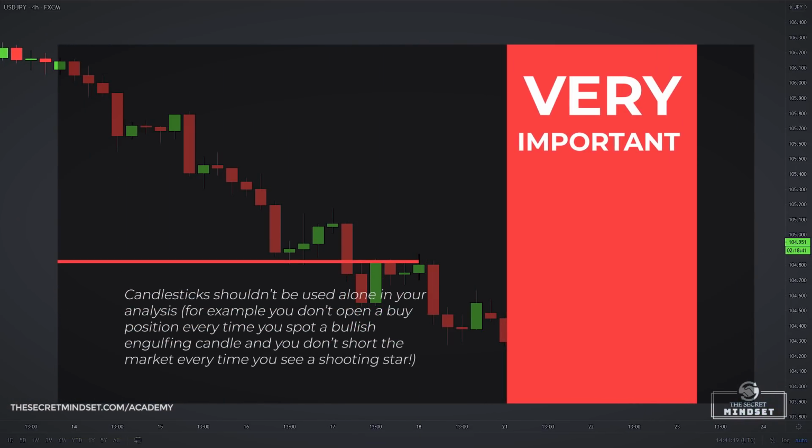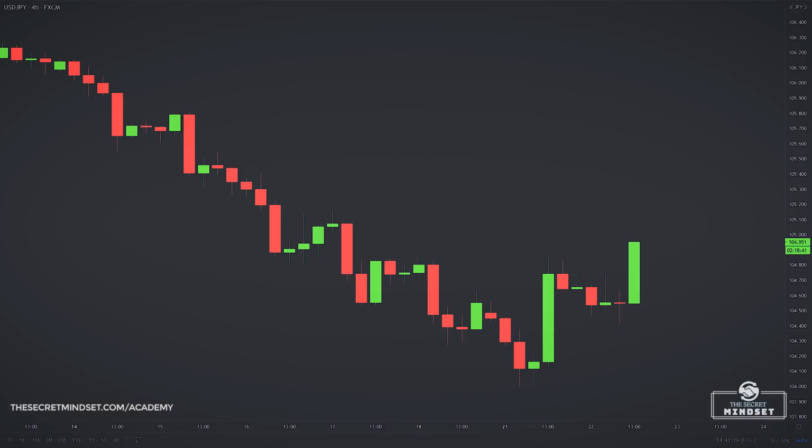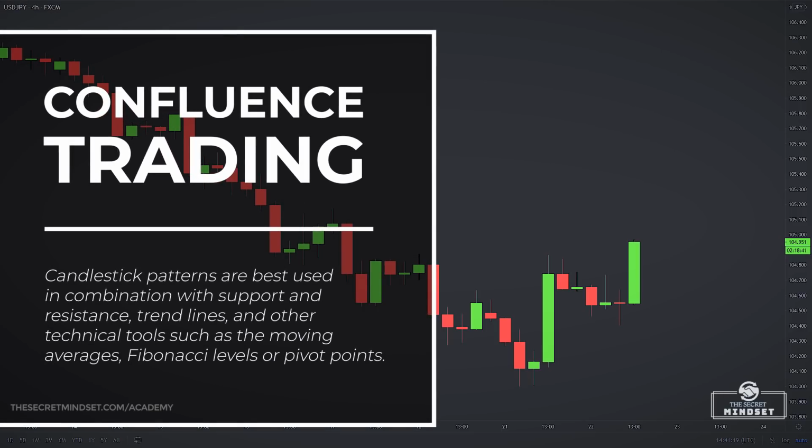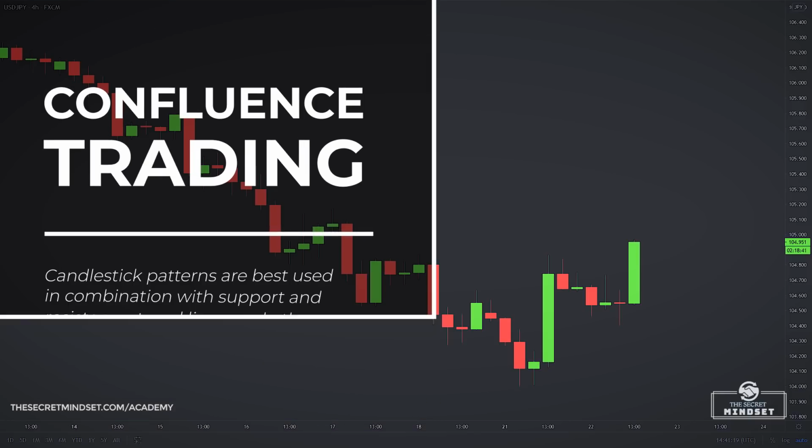Candlesticks are flexible, but they shouldn't be used alone in your analysis. You don't open a buy position every time you spot a bullish engulfing candle, and you don't short the market every time you see a shooting star. Candlestick patterns are best used in combination with support and resistance, with trend lines, and other technical tools such as moving averages or pivot points. Also, the time frame is very important, but we'll discuss these concepts in future videos.